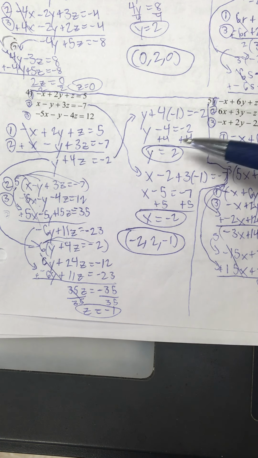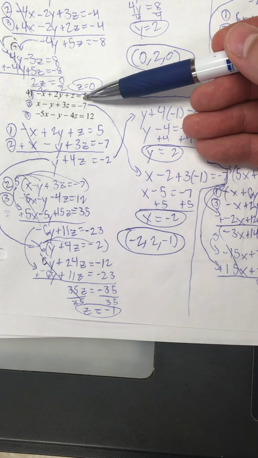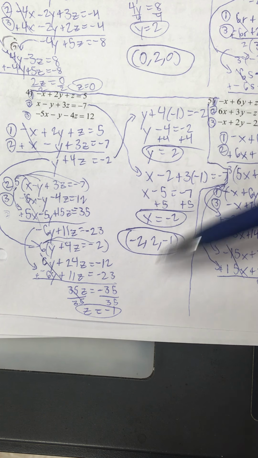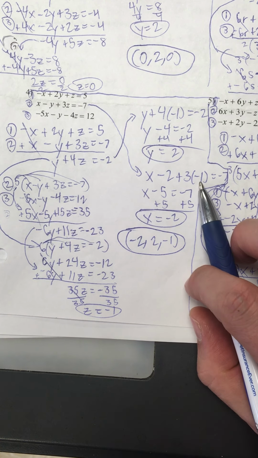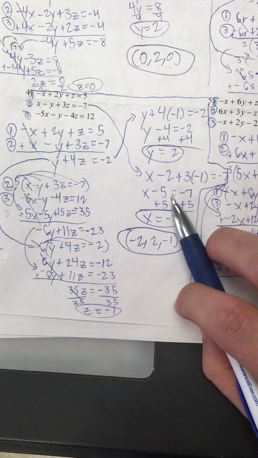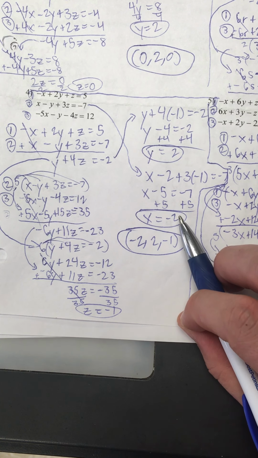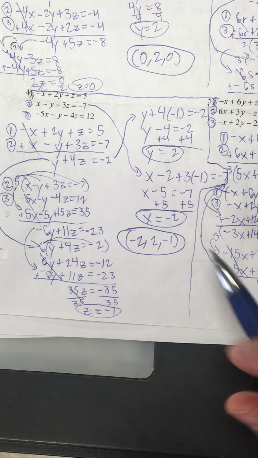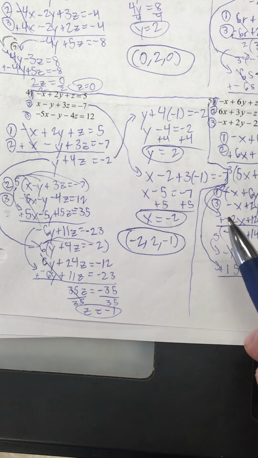And then once you know z is negative 1, you know y is positive 2, go back to any of these three big equations. Doesn't matter which one. I used the second one. And I said x minus y, which is 2, plus 3 times the z number, negative 1, equals negative 7. And just solve that. 3 times negative 1 is negative 3. Negative 2 and negative 3 give me negative 5. x minus 5 equals negative 7. Add the 5 gives me negative 2. So I know now that x is negative 2. Again, put them in alphabetical order. Negative 2, positive 2, negative 1. That's my answer.